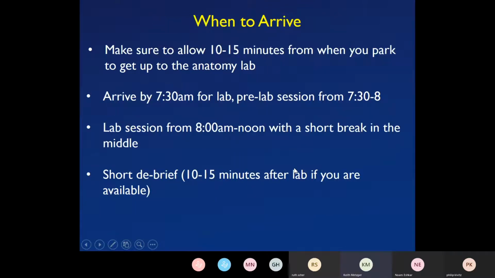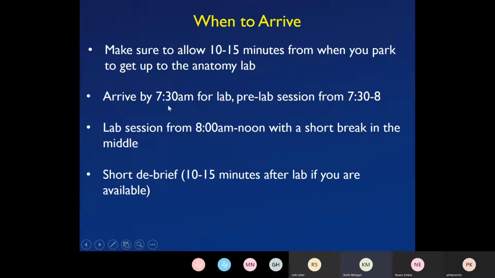So when to arrive? Make sure to give yourself about 10 to 15 minutes from when you park to get up to the anatomy lab. It always takes time to walk to the building, to get through security, to realize that you've gone left when you should have gone right. It's a little confusing up here, so give yourself a little bit of time.